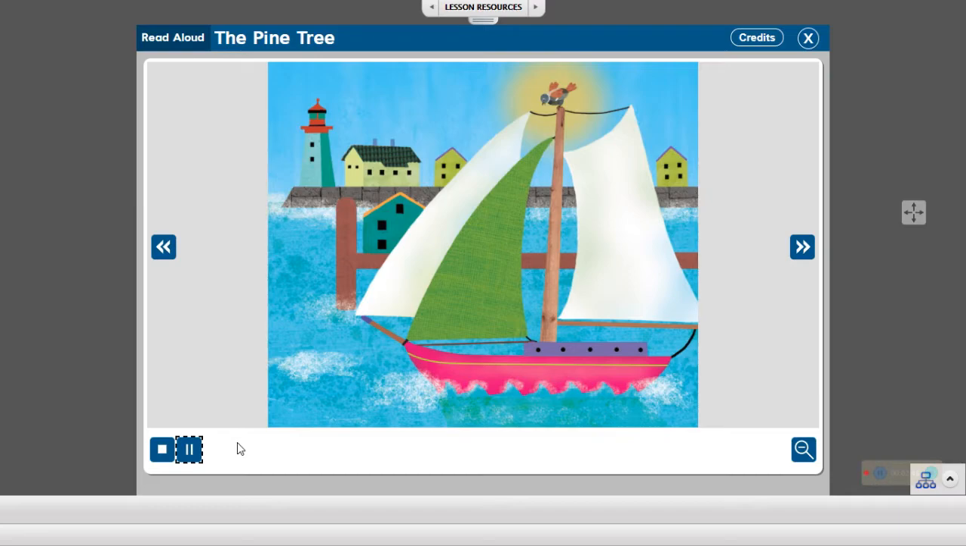The sparrow quickly flew back to the forest to share her news with the little pine tree. The big pine is now the mast of a beautiful sailboat, she said. I watched it sail away this morning. That sounds amazing, said the little pine tree. I don't want to be small anymore.